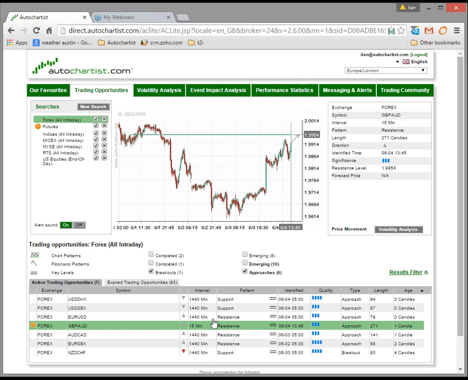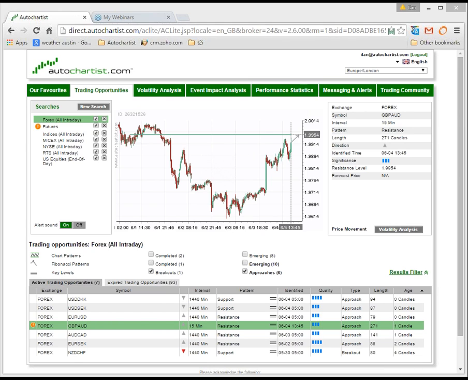It's an opportunity on pound Australian dollar, and what Autochartist has said is, hey, I have identified what seems to be a resistance level. It seems to have done it quite well. It seems to have been resistance here, a breakout, support here, a breakout, and now resistance here and a movement back up to that level. So Autochartist has done a pretty good job of identifying that level of 199.54 on GBP Australian dollar, and it thinks it's going towards that level.